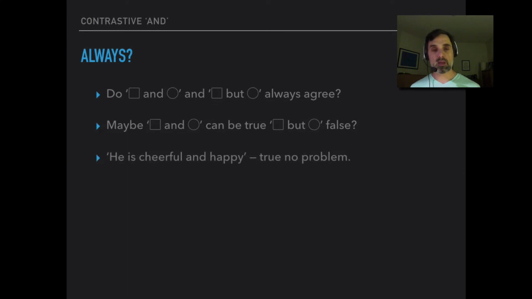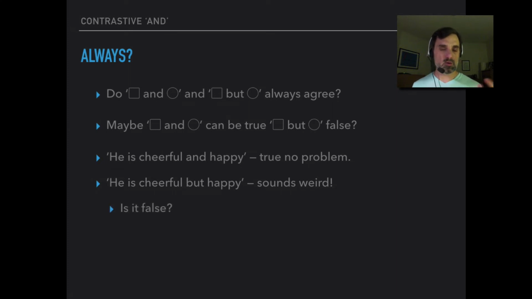So here's an example. He is cheerful and happy. That could be true. It wouldn't have to be true. You could say it of someone who is not cheerful or who is not happy, but it certainly could easily be true with no problem whatsoever. Now suppose it is true, and then you were to say, he is cheerful but happy. That sounds weird. It sounds off. "He is cheerful and happy" sounds like, yeah, I have no problem saying that. "He is cheerful but happy," it sounds weird. So the question is, is it false? If you meet someone who's cheerful and they're happy, and you say he is cheerful but happy, is what you said false?